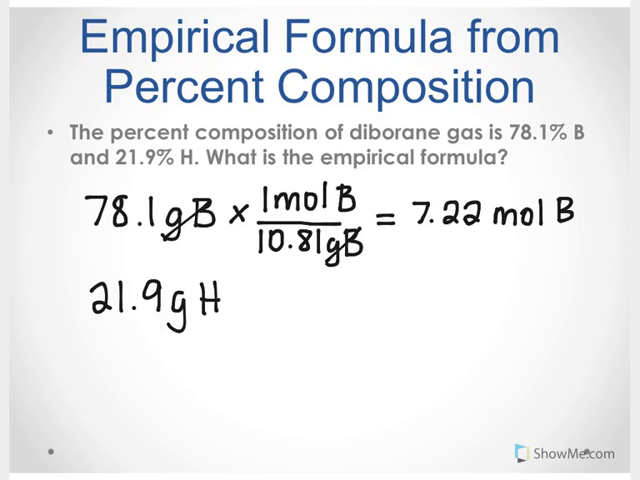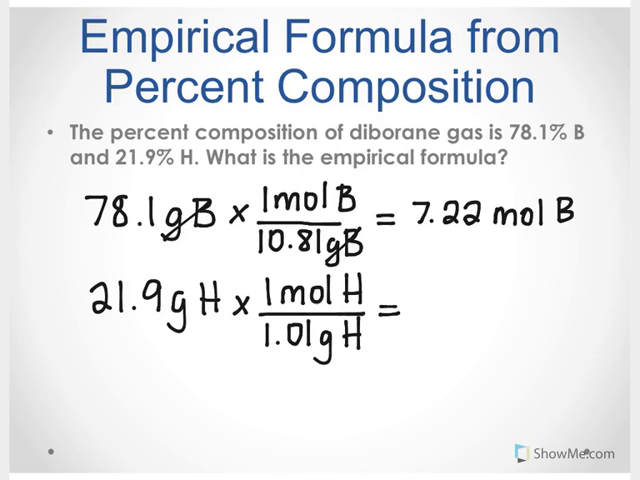Okay? Now you're going to do the same thing for hydrogen, but make sure when you do it for hydrogen, you're not using the mass of boron, you're using the mass of hydrogen. So you're going to need to go back to your periodic table and look up what the mass of 1 mole of hydrogen is. So you look it up and you find that it's 1.01 grams for every mole of hydrogen. And you're going to cancel out those gram units, and you're just going to divide 21.9 by 1.01. And when you get your answer here, you're going to end up with an answer of 21.7 moles of hydrogen.